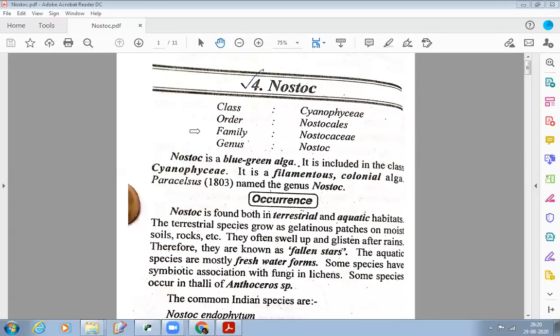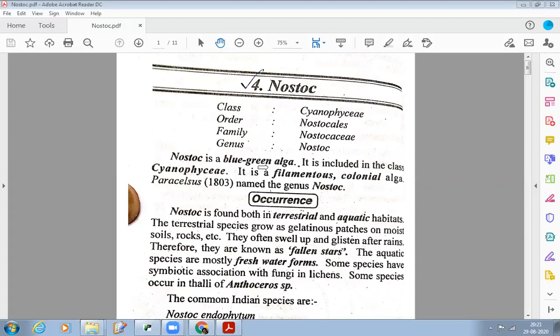So if you see the classification here, it belongs to the class Cyanophyceae. They are also known as Myxophyceae. The common name is blue-green algae, right? So the class is Cyanophyceae or Myxophyceae. Next, the order is Nostocales, family Nostocaceae, genus Nostoc.